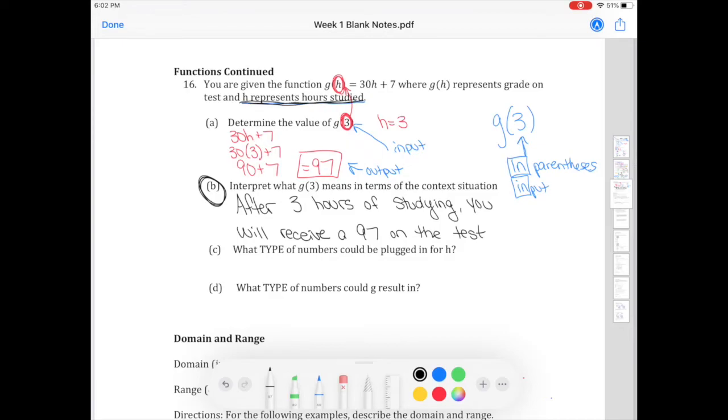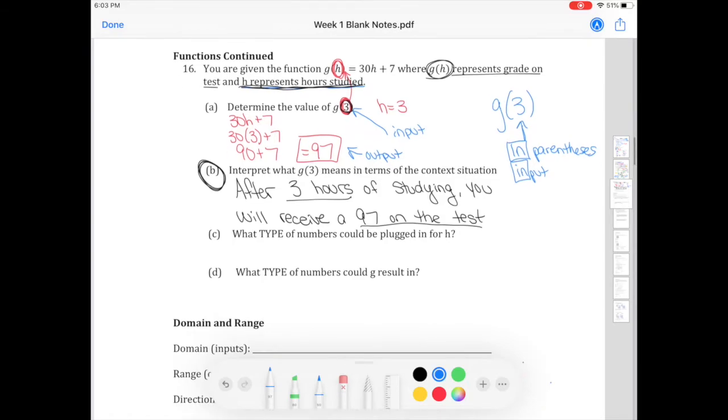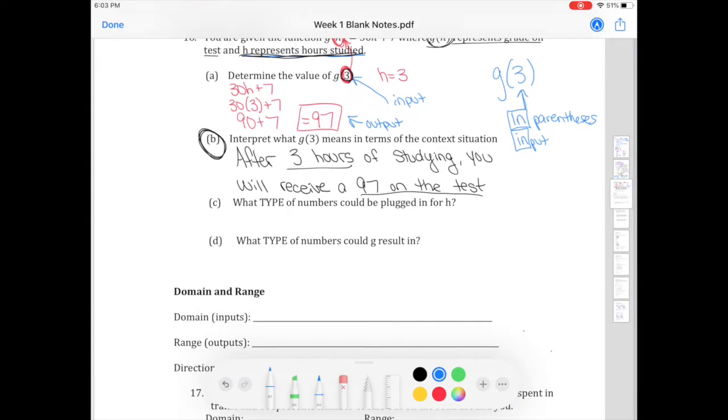Okay, so after 3 hours of studying, you will receive a 97 on the test. Look at the context here. H represented the hours studied, and they plugged in 3 for H, so that means 3 hours. The output is your G of H, and it tells you that represents the grade on the test, and you got an output of 97, so that means your grade on the test would be a 97. So that's what it means to kind of put it in the context of the situation.